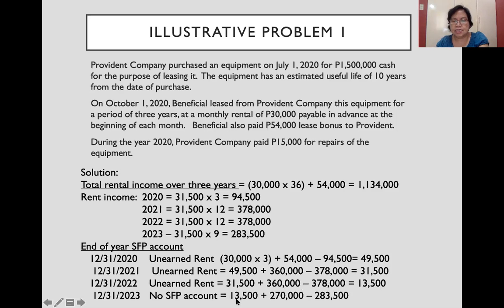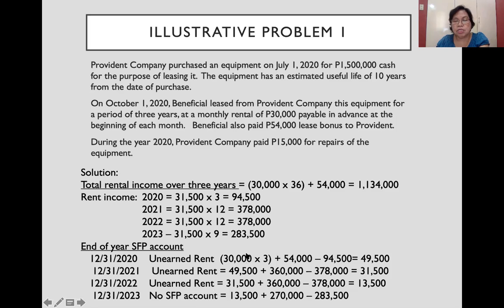Then for the last year of the lease coverage, we have 13,500 beginning balance of unearned rent plus collection for the last 9 months of 270,000 minus the rental income that is to be recorded from this lease contract, 283,500. So this will result to zero already. That means no item relating to the lease collection will be reported anymore in the statement of financial position.